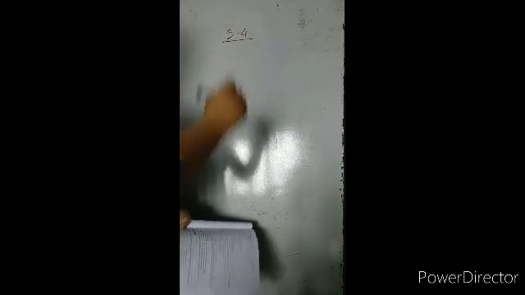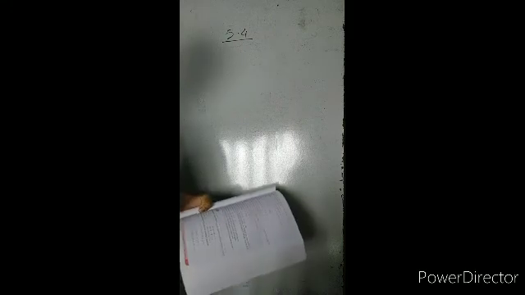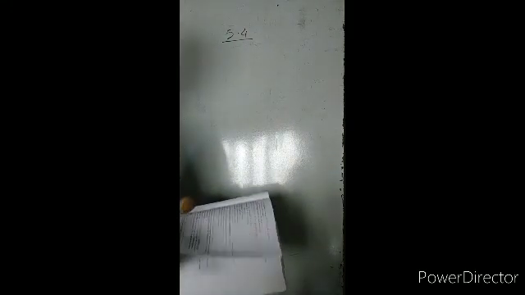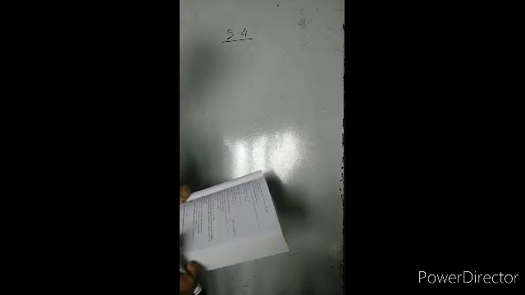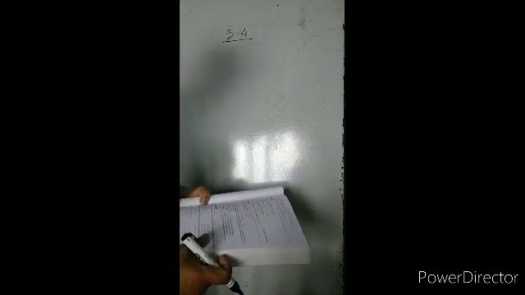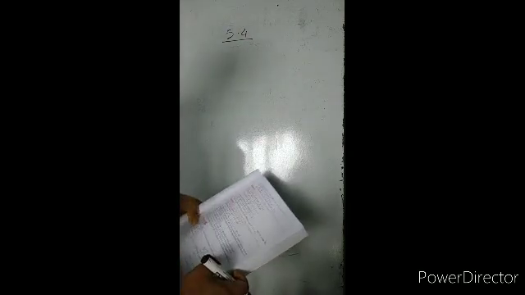Now see, exercise 5.4. You have first 6 questions, second 6 questions and third 2 questions. All are similar questions. I am going to do only one question. Just find the discriminant and hence find the nature of roots. So I am taking a question like the second.